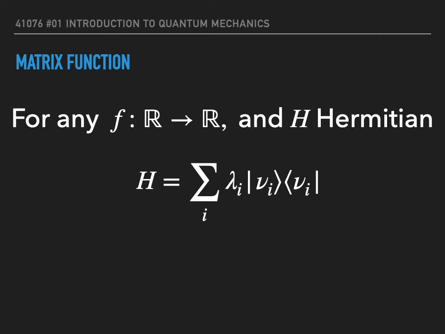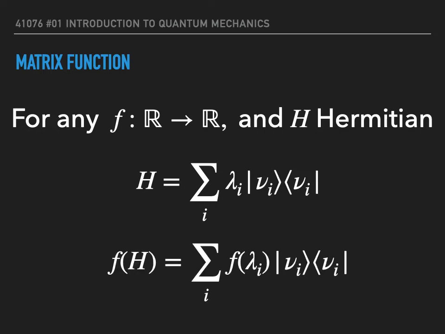For any real value function f and a Hermitian matrix H whose spectral decomposition is given here with eigenvalue lambda i and eigenvector nu i, we can define the matrix function f of H as follows. The output of the matrix function f of H has the same set of eigenvectors nu i with the new eigenvalues f of lambda i.